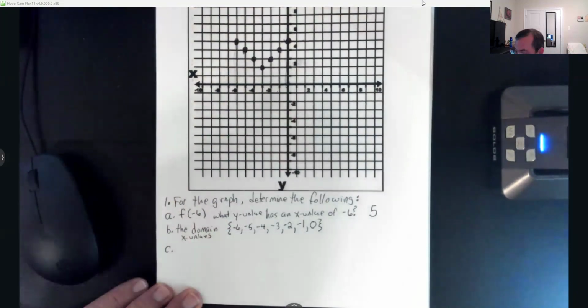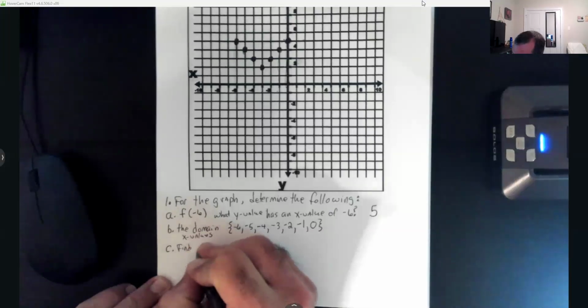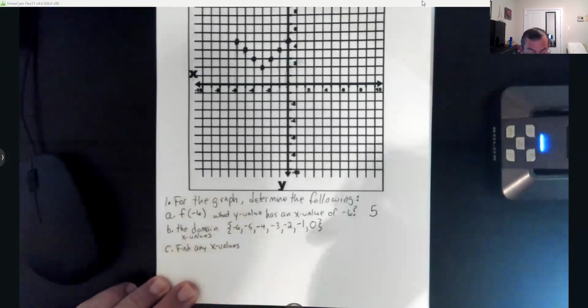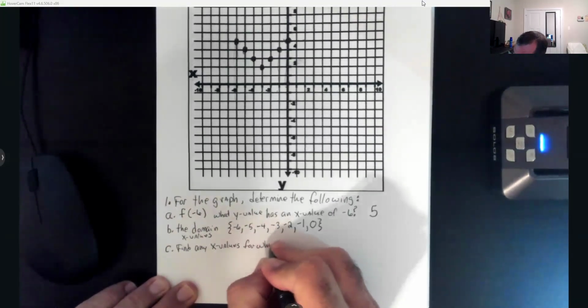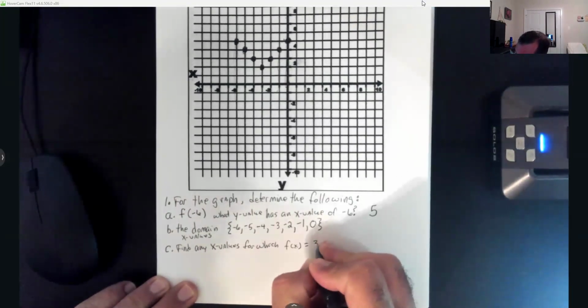So now here's a tricky question. Find any x values for which f of x equals 3.